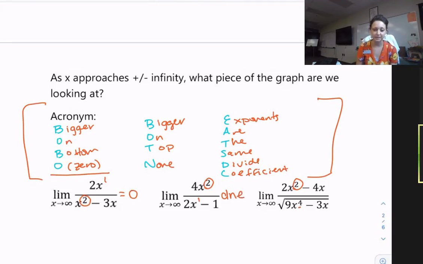So I've got the exponents are the same scenario. So I'm going to divide coefficients. Now be careful again, because your leading coefficient in the numerator is certainly 2. But what is it technically of the denominator? It's actually 3, because again that 9 is inside the square root.